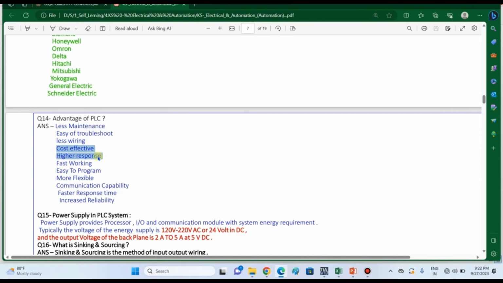Easy to program, because if we are using a Rockwell PLC, we are able to program it in Rockwell software. In this scenario, we use Rockwell software CCW for the micro PLC programming, and Rockwell software Studio 5000 for the CompactLogix PLC and ControlLogix PLC. Communication capability, it easily communicates with the PC and with other communication modules. Easy programming, fast response.